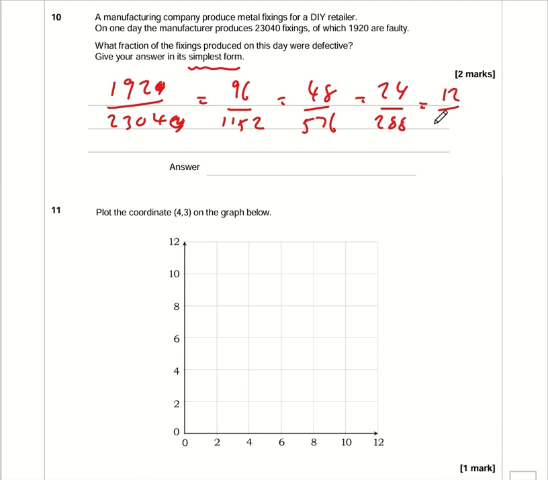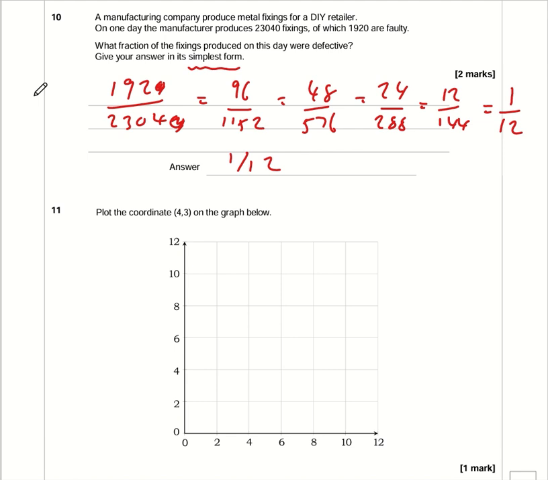12 over 144. And again, well, it depends how good you are with your tables. At this stage, I've spotted that I've got a multiple of 12 on the top and the bottom. So dividing the top and the bottom by 12, I get 1 over 12. I don't need my calculator for that last bit.